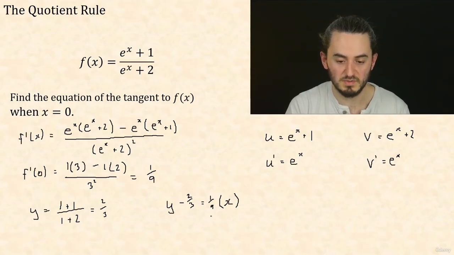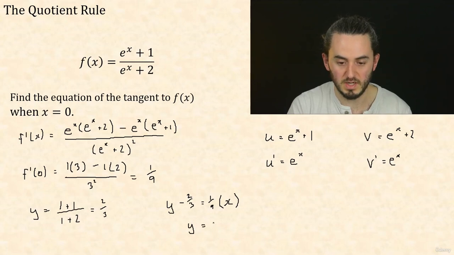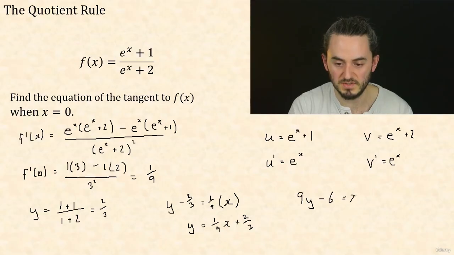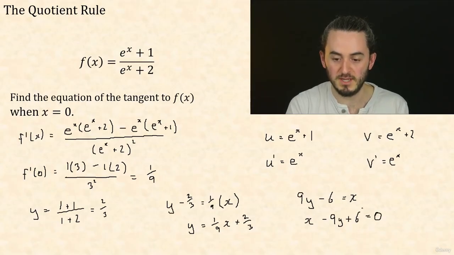So there's a bunch of ways I could present this. It could be y = 1/9 x + 2/3, or I could maybe multiply through by 9 to get 9y - 6 = x, and we could even just get everything over onto one side and have x - 9y + 6 = 0. So there's a real show-off way of expressing it. Either of these are fine.